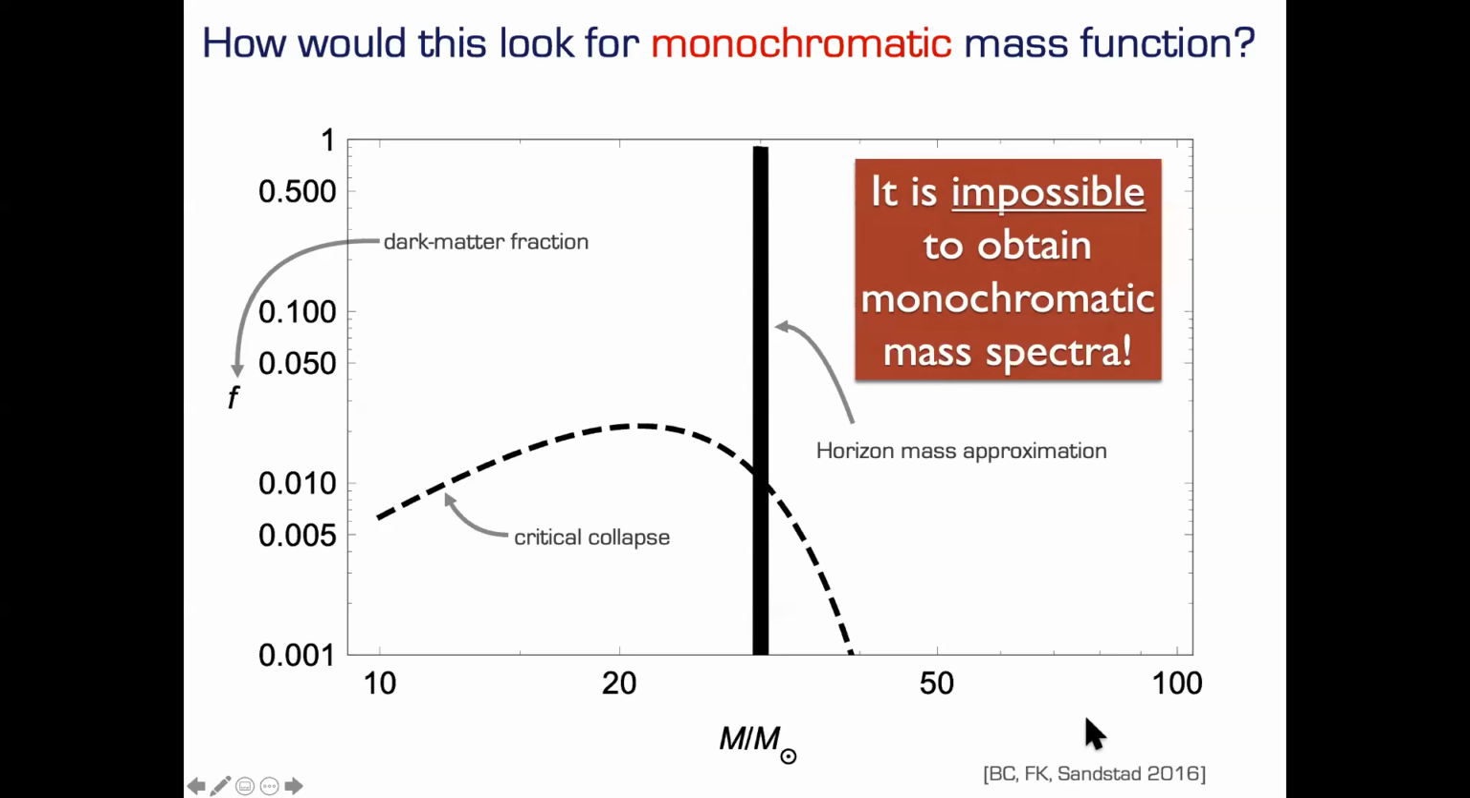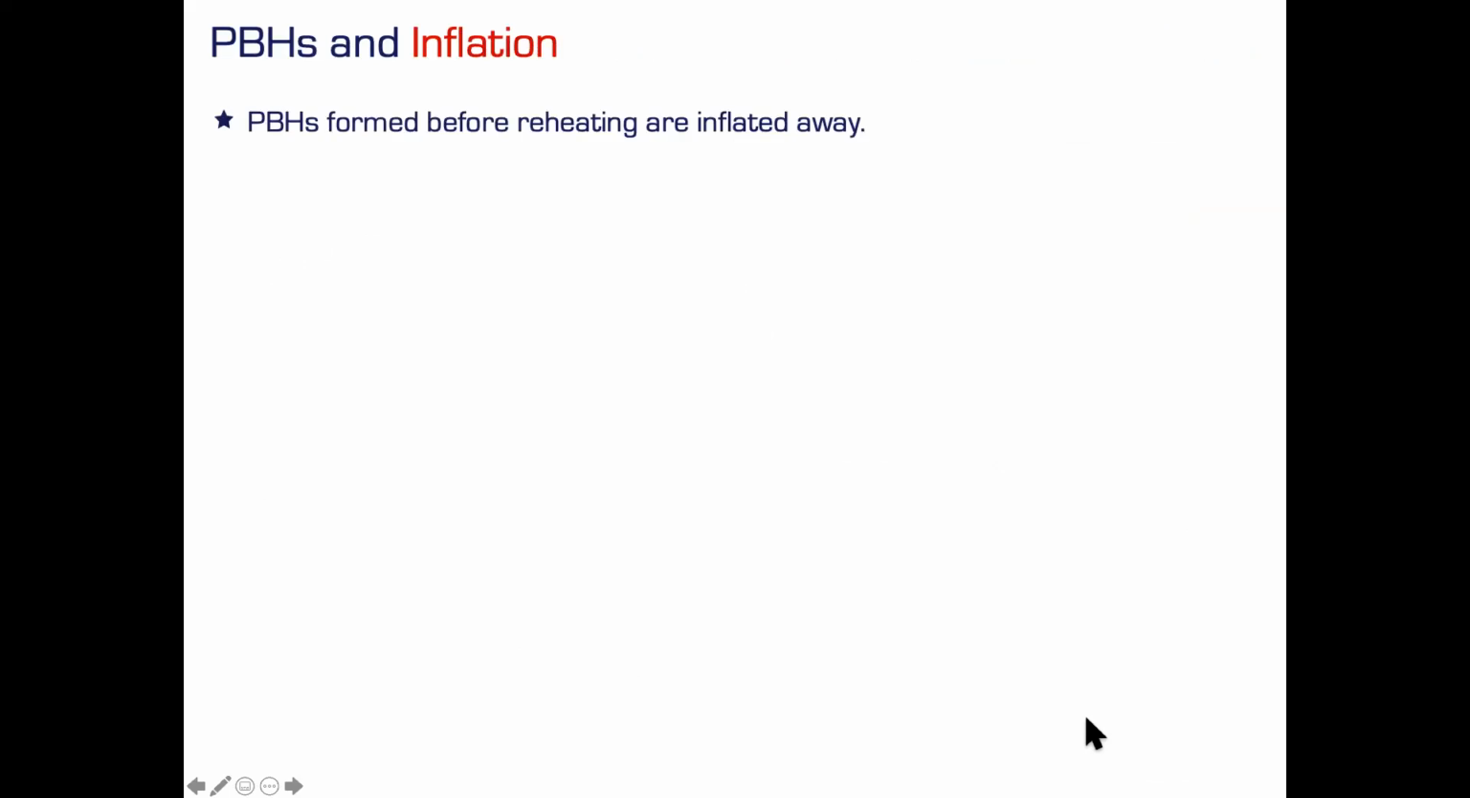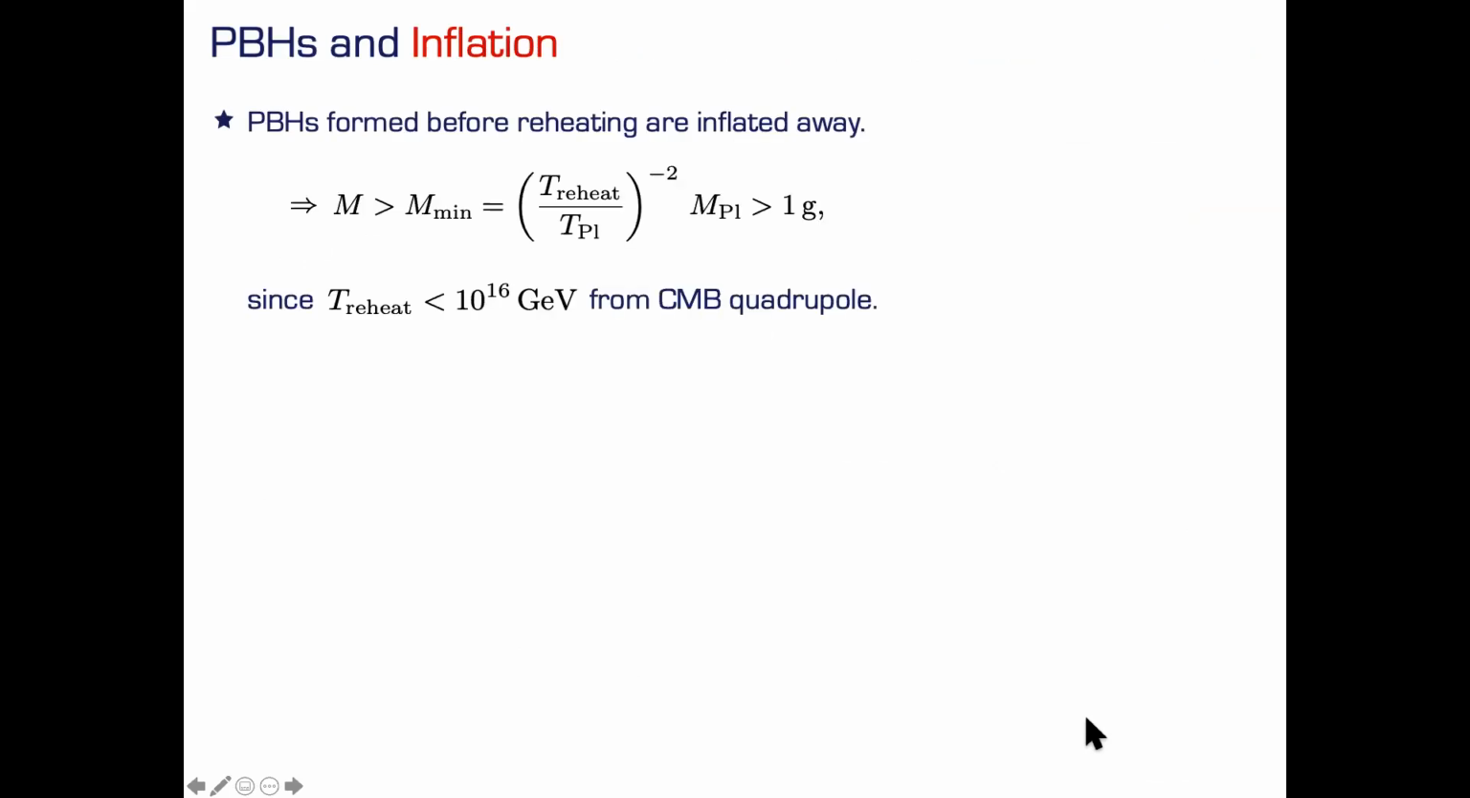Let me just mention that there's actually a minimum mass you can have for primordial black holes in the inflationary context. Primordial black holes produced before the end of inflation are basically inflated away. That's what inflation does: it dilutes their abundance. They're exponentially pushed apart and don't play any significant role. When you look at what minimum mass you would get from there, you could look at when inflation ends.